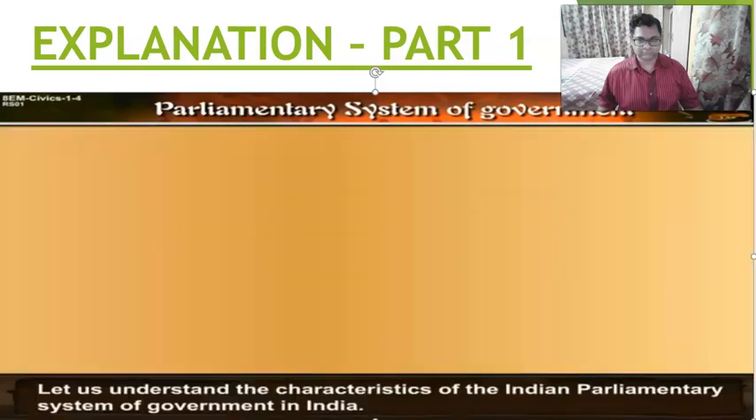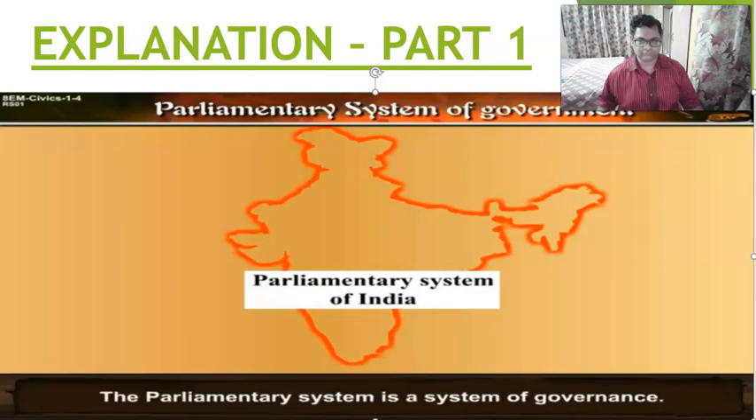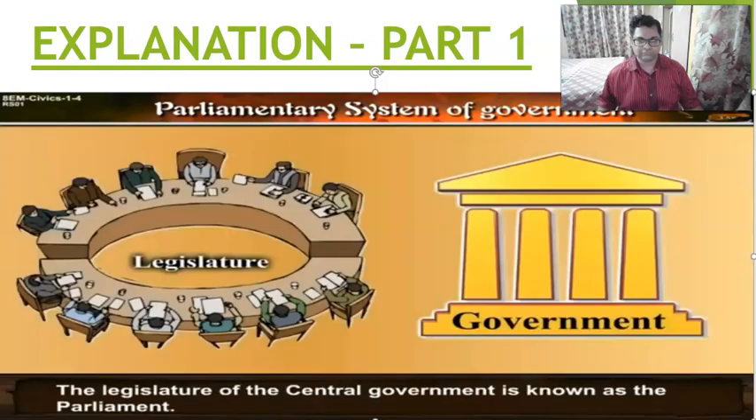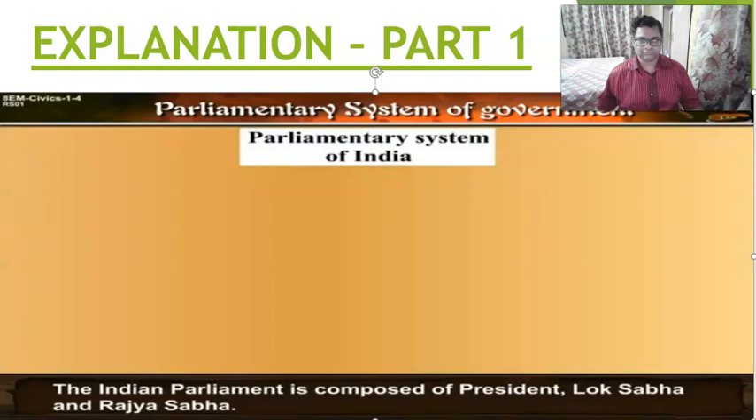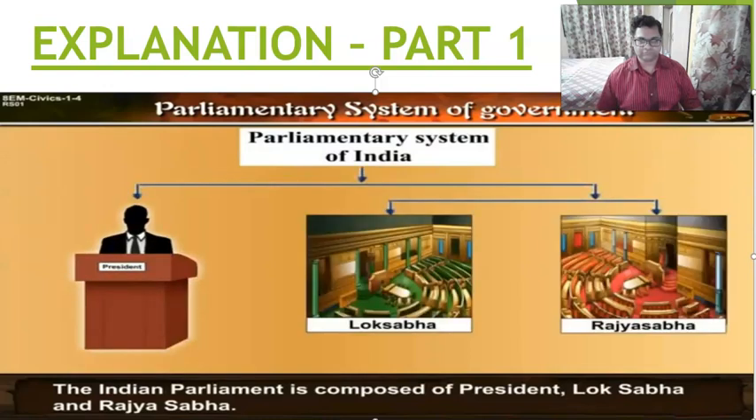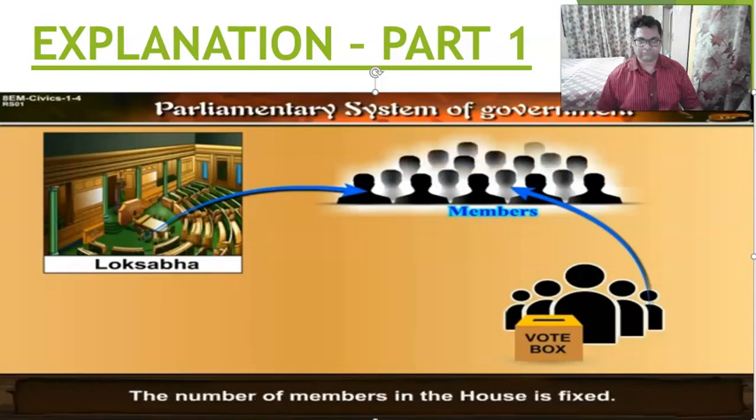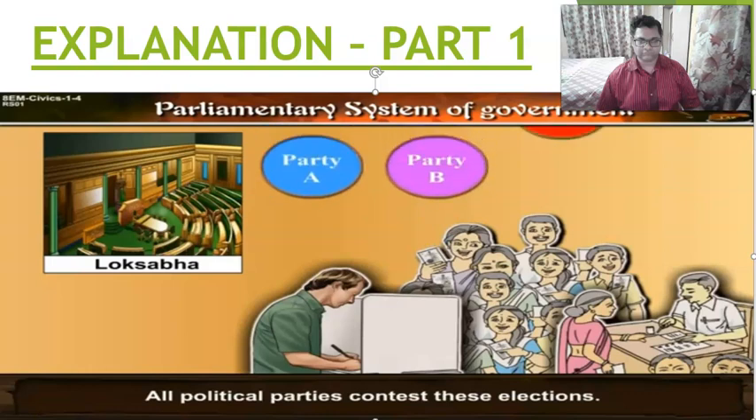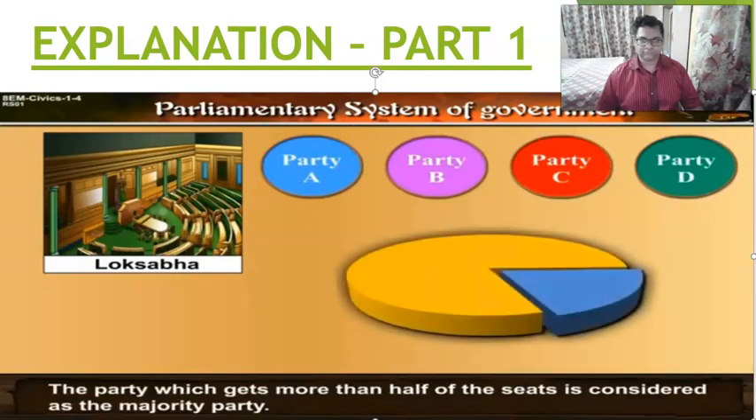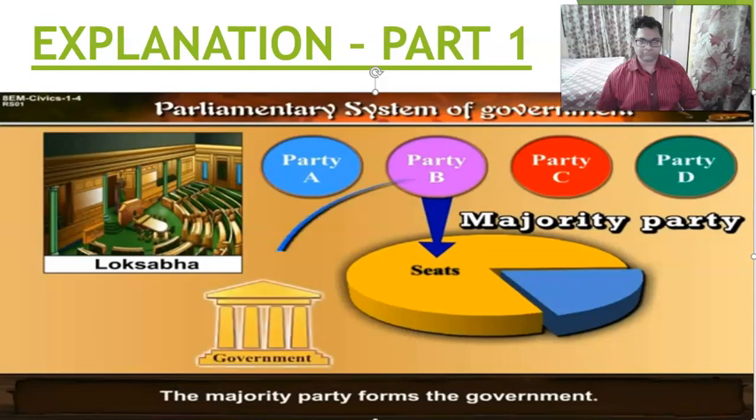Let us understand the characteristics of the Indian parliamentary system of government in India. The parliamentary system is a system of governance. The legislature of the central government is known as the Parliament. The Indian Parliament is composed of President, Lok Sabha and Rajya Sabha. Members of the Lok Sabha are directly elected by the people. The number of members in the House is fixed. Elections to the Lok Sabha are held at regular intervals. All political parties contest these elections. The party which gets more than half of the seats is considered as the majority party. The majority party forms the government.